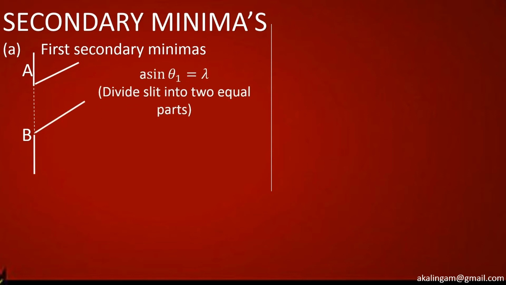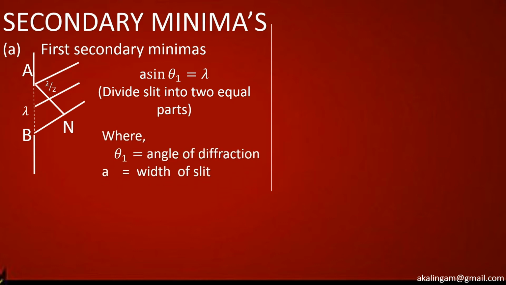I am dividing the slit into two equal parts, whereas a sin theta 1 is equal to lambda. Then I am dividing the slit into lambda by 2 and lambda by 2 portions, where theta 1 is the angle of diffraction and a is the width of the slit.